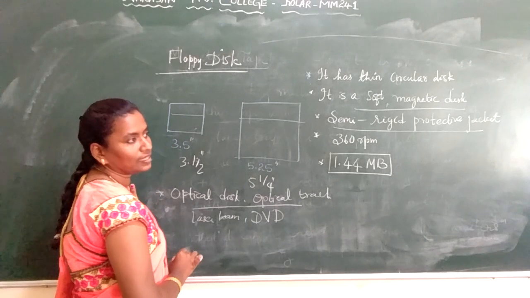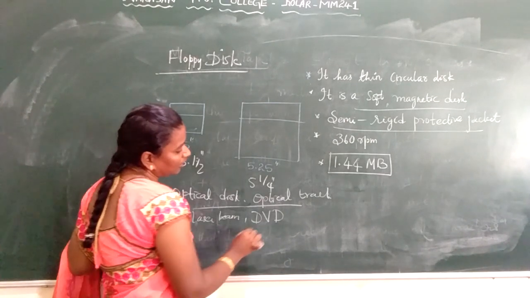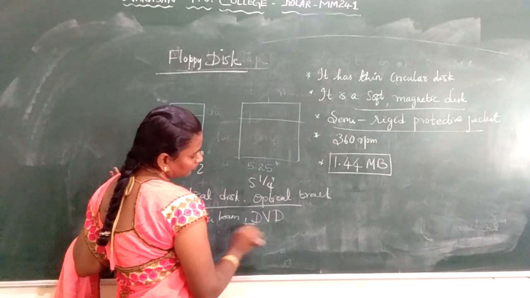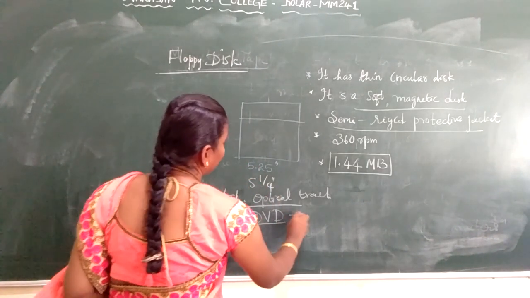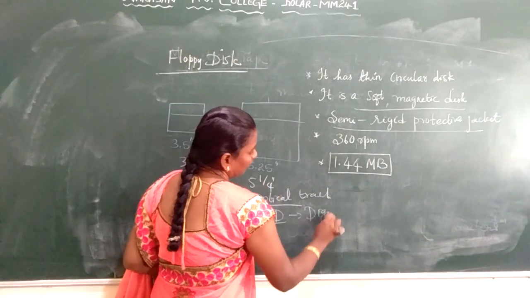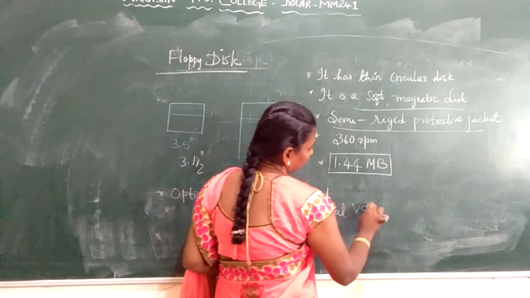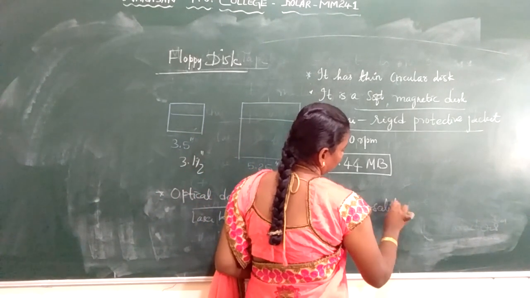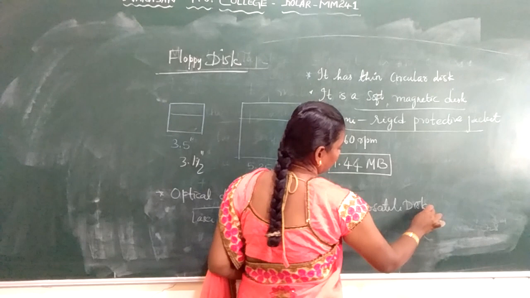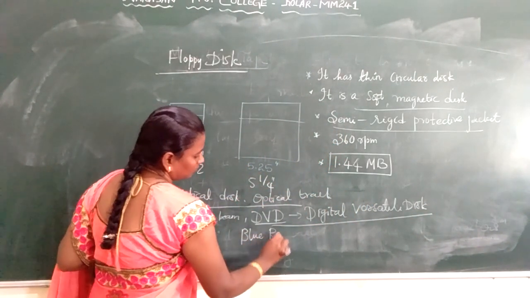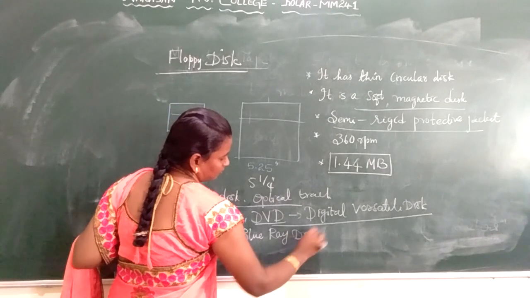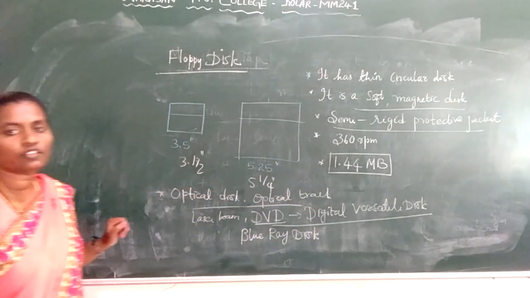CD stands for compact disc. DVD stands for digital versatile disc. We also have Blu-ray disc. These are the other kinds of storage medium.